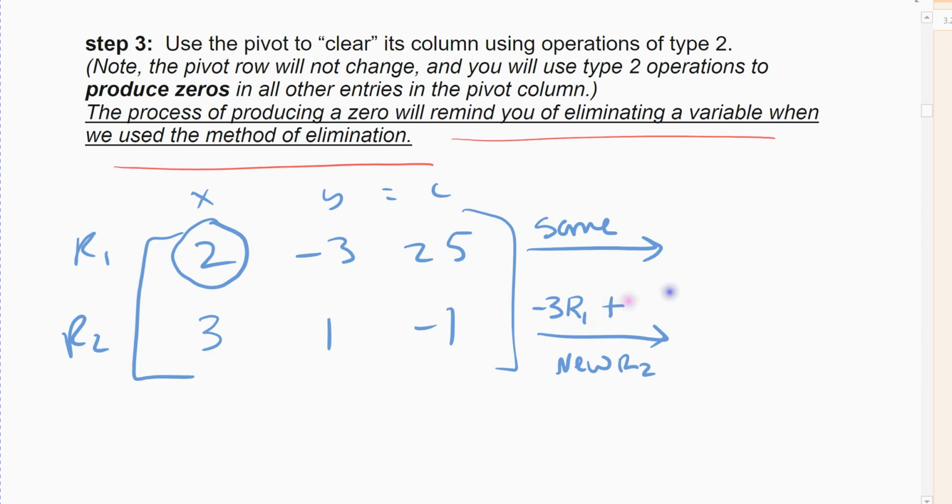And then I'm going to add to it. I've got to add to it. I need to make this a 6. So I've got to multiply this 3 by a 2. So I'm going to take 2 times row 2.